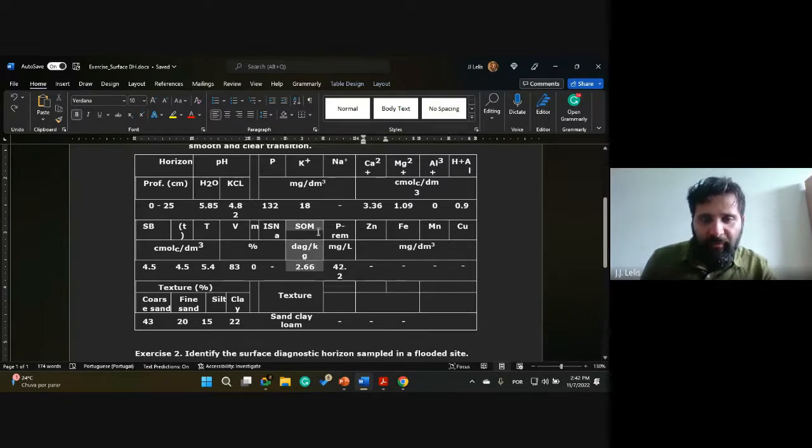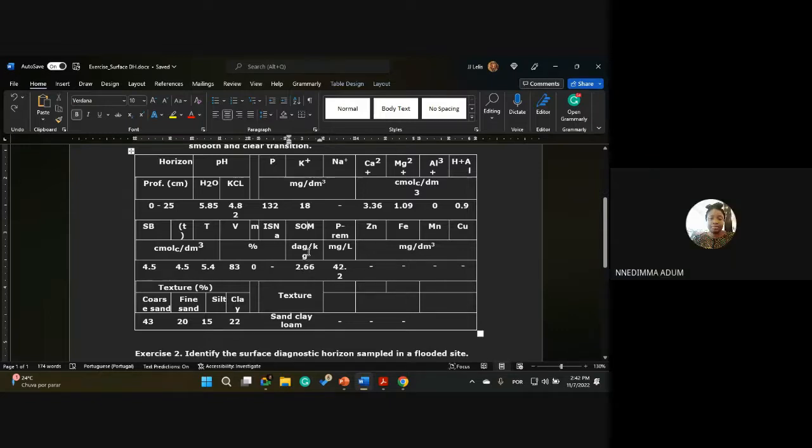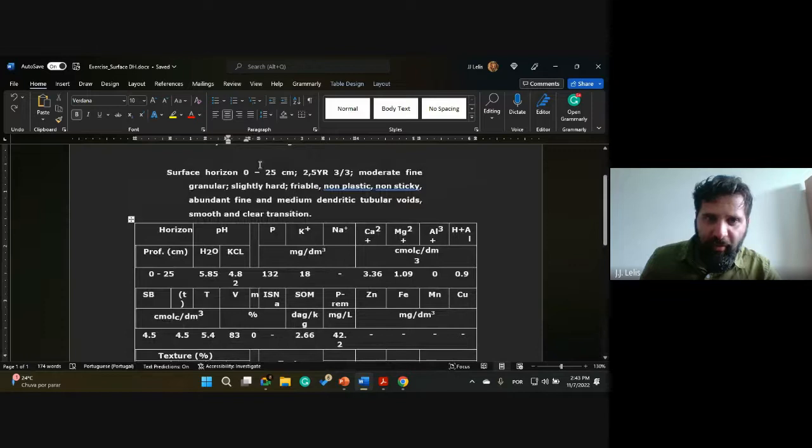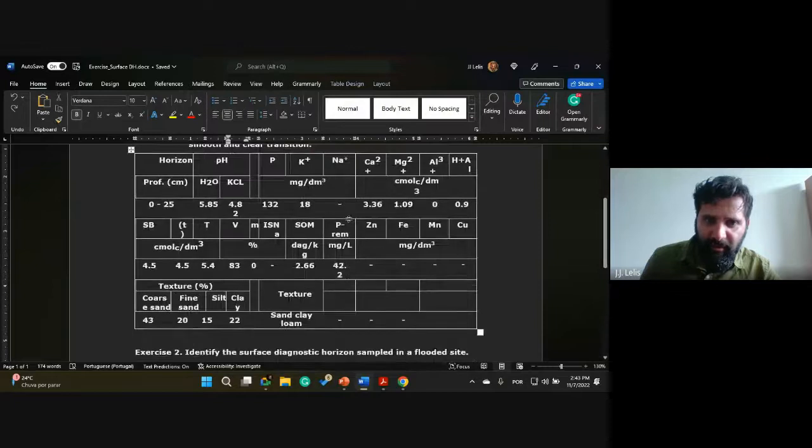And here we have the content of soil organic matter. That's 2.6. It's not too low, but it's not so high either. And here we have the content of the coarse sand, the fine sand, the silt, and the clay. So let's try to classify this diagnostic horizon using all this information, the morphological description, and all this data. Okay, so let's see.